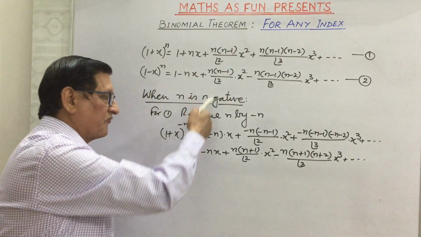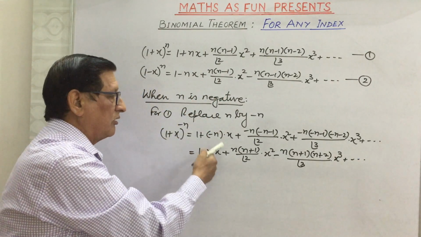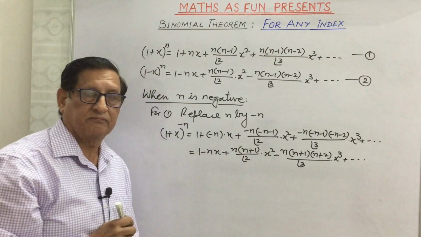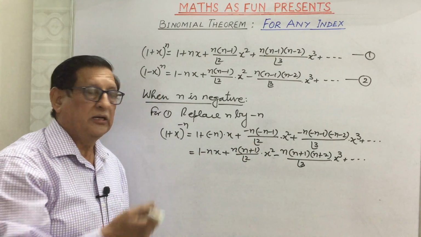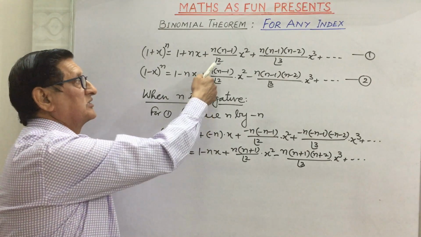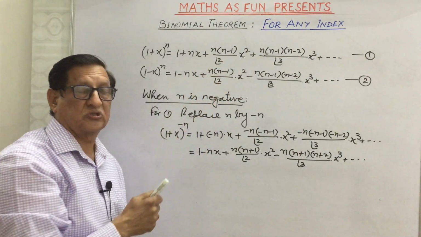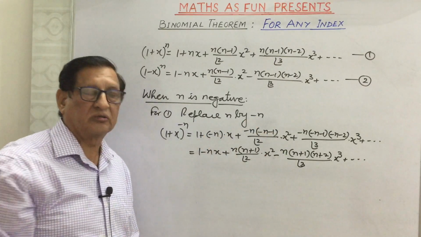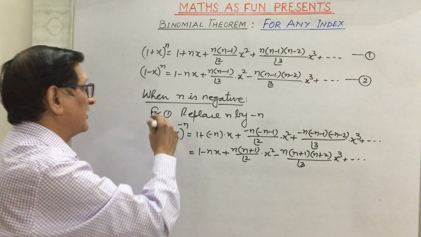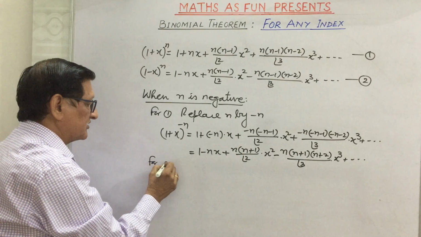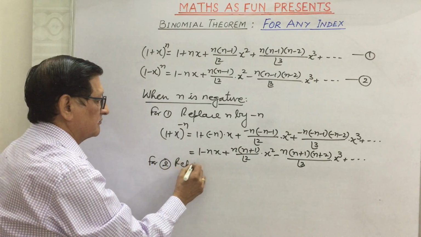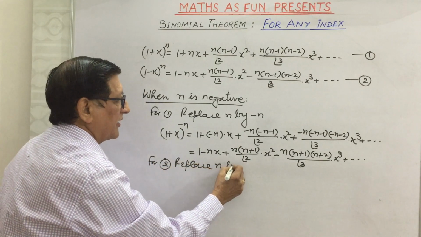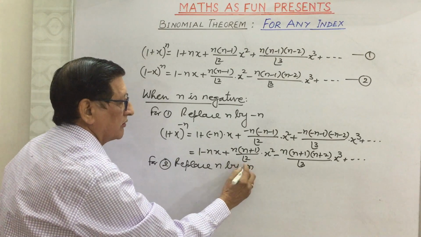So what change we are finding here is, first thing, alternate terms are negative. Second is that the factors are not n minus 1, n minus 2, etc. They are now n plus 1, n plus 2 and so on. Same way, in the second one we replace n by minus n.